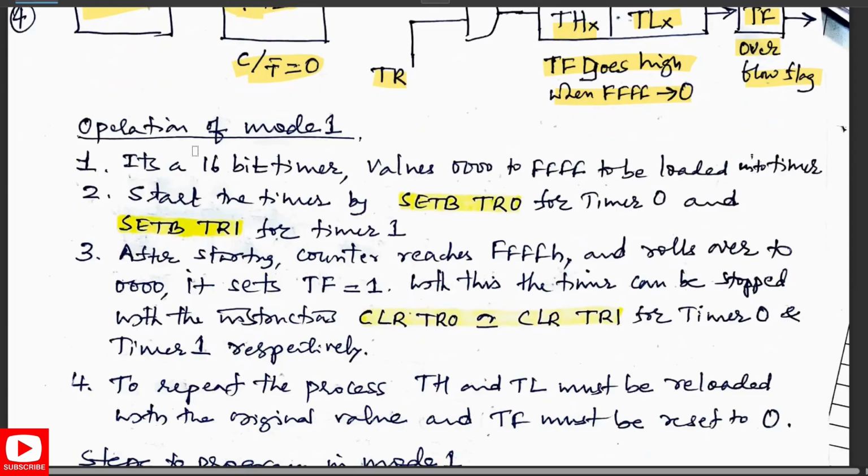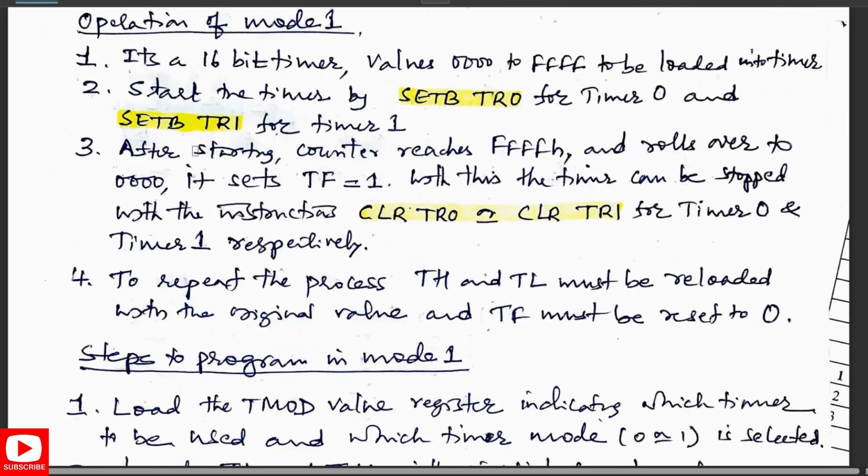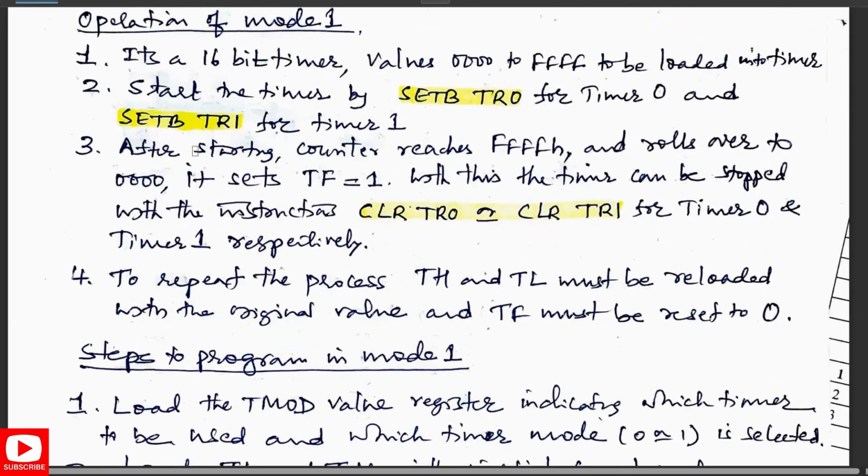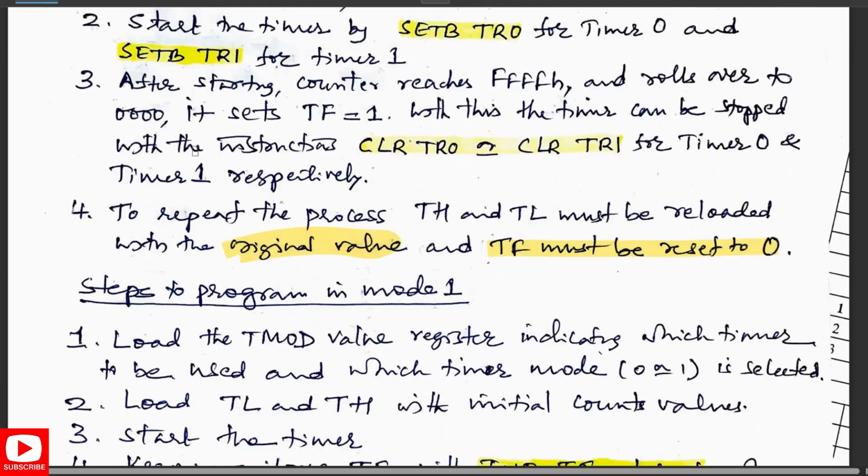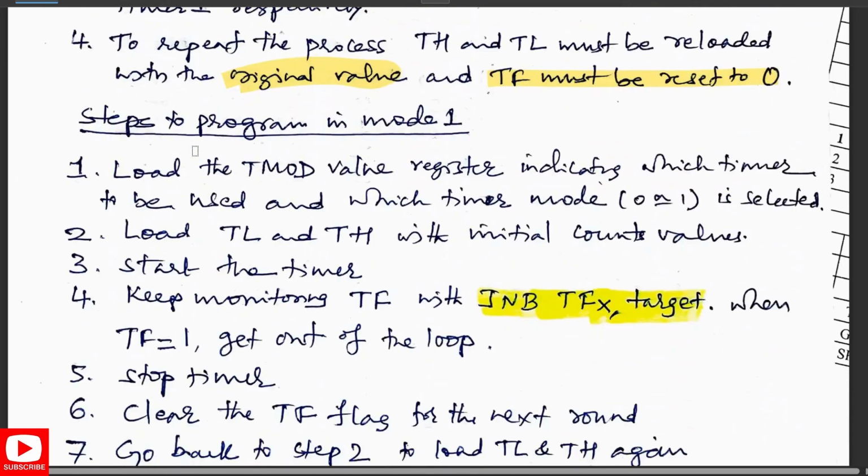This stops the timer with the instruction clear TR0 or clear TR1, for timer 0 and timer 1. To repeat the process, TH and TL must be reloaded with the original value and TF must be reset to 0. So what are the steps to program?